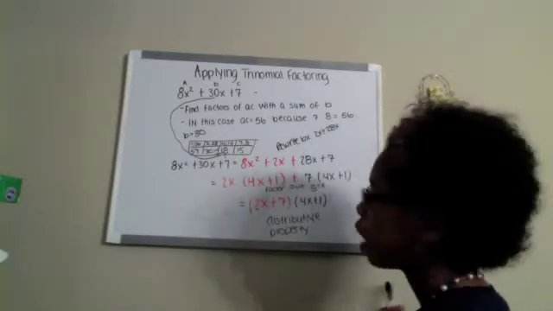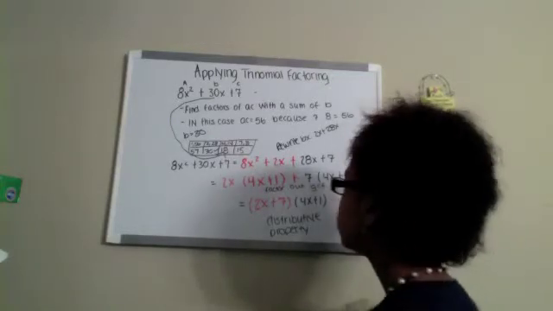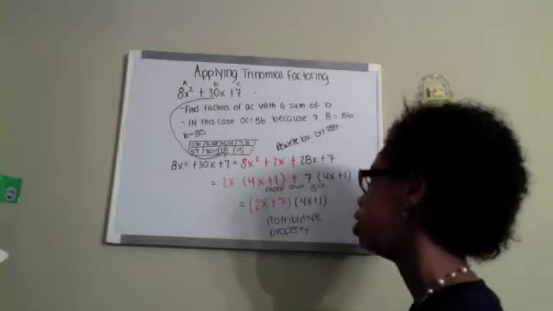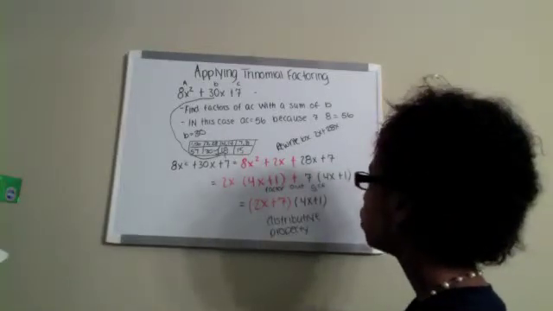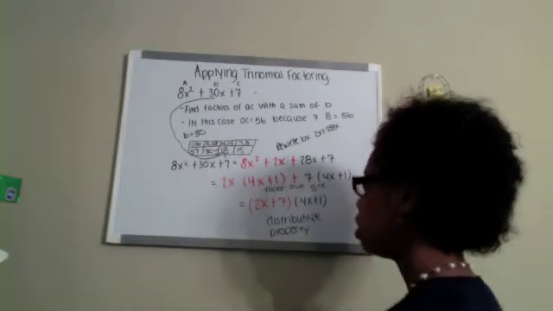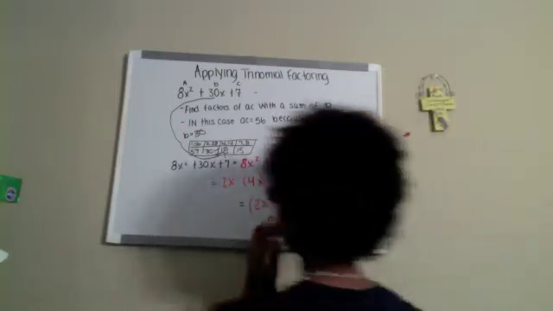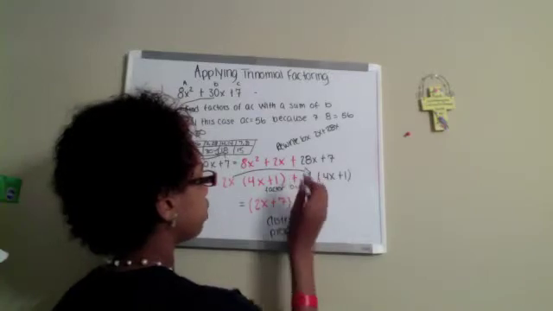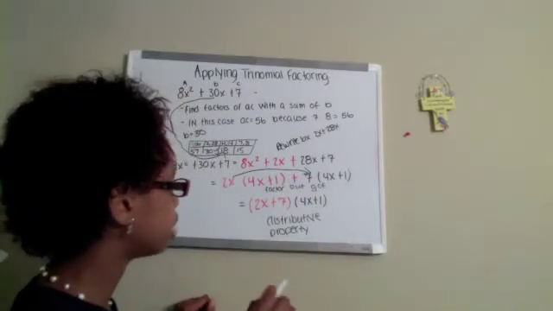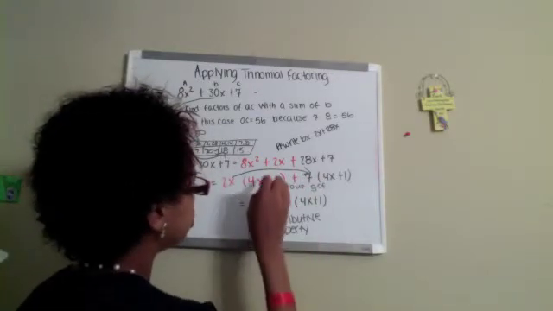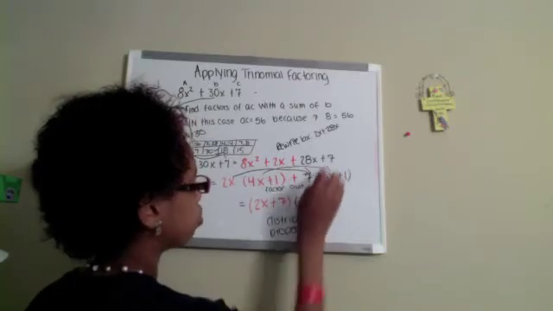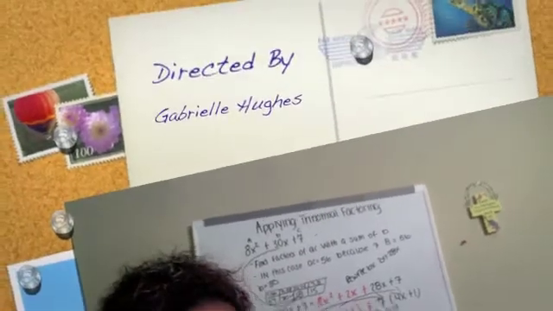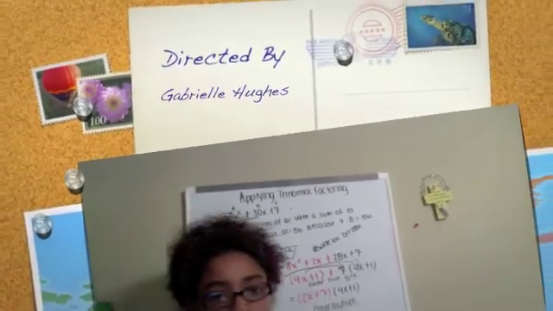And then we factored out the greatest common factor. We did 2x(4x plus 1) plus 7(4x plus 1). Then, again, we use the distributive property, and we distribute the 2x to the 7, and we got 2x plus 7, and we distribute the 4x plus 1 to the 4x plus 1, and we got 4x plus 1. And that's how you apply trinomial factoring.